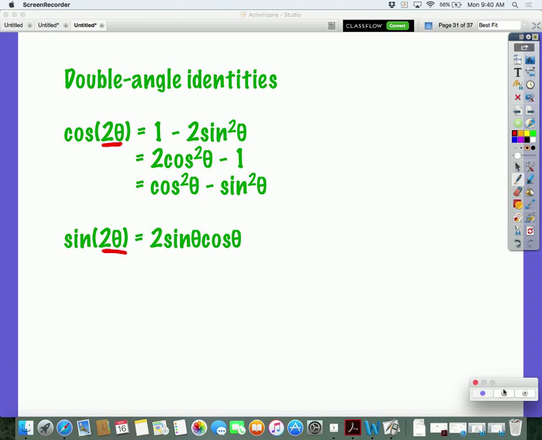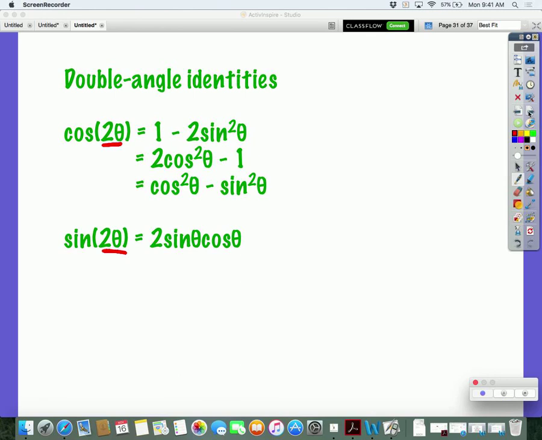These identities are used to solve equations. They can make the problem a little bit simpler. They allow you to substitute any one of these for cosine 2 theta or sine 2 theta, so that maybe you can use the quadratic formula or actually be able to solve the problem, depending on the situation you're in. So you can use that to your disposal.